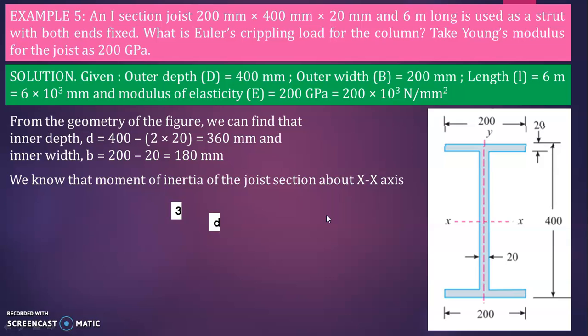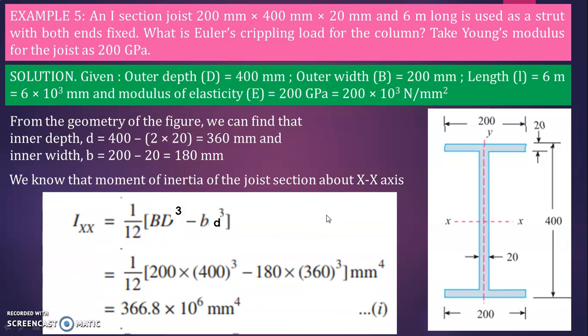What is the formula for the I section to calculate I? It is 1 divided by 12 into capital BD cube minus small bd cube, or BD cube divided by 12 minus small bd cube divided by 12. You can write them individually or take 1 divided by 12 outside and write capital BD cube minus small bd cube. Here, why is this deducted from the overall?